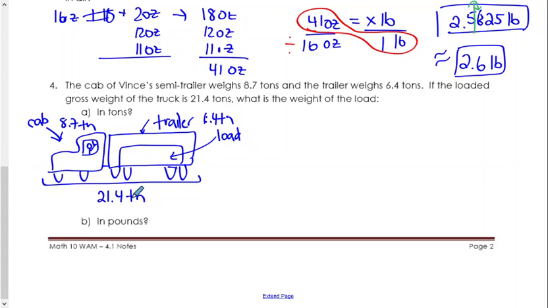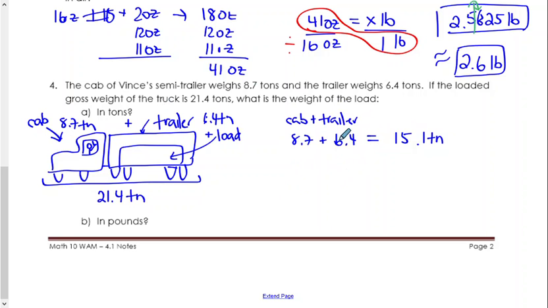Well, I know altogether this truck weighs 21.4. So the cab plus the trailer plus the load is going to give me 21.4 tons. So in order to figure out what that load is, I just need to know the difference between what my cab and trailer are and what the total is. So taking a look, my cab and my trailer. So my cab is 8.7 tons. My trailer is 6.4 tons. Altogether, they are 15.1 tons, right?